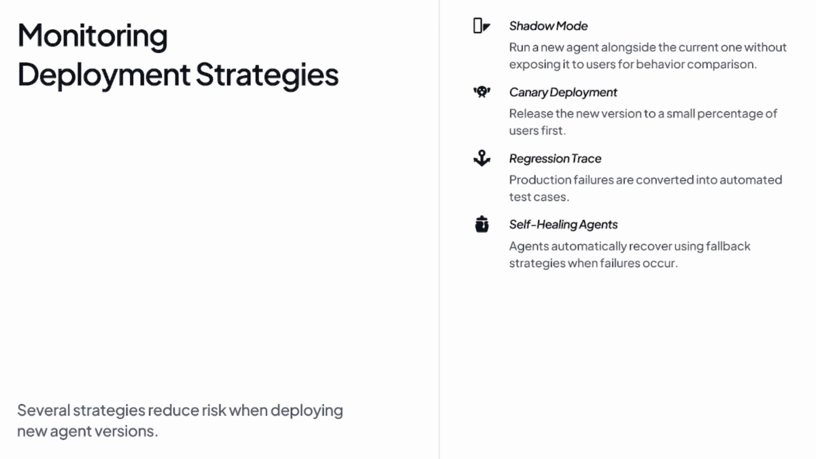Monitoring deployment strategies. How do you deploy your monitoring tools? You can use shadow mode, where you run a new agent alongside the current one without exposing it to users, for behavior comparison. You can use canary deployment, where you release the new version to a small percentage of users first before rolling out fully. Then you can use regression traces, where production failures are converted into automated test cases. You can also use self-healing agents, where the agent automatically recovers using fallback strategies when failure occurs.